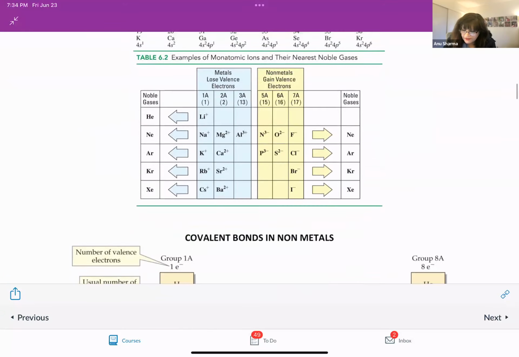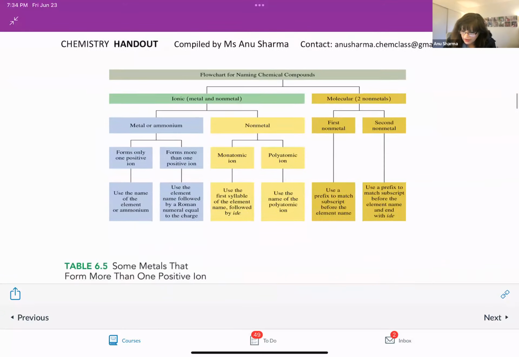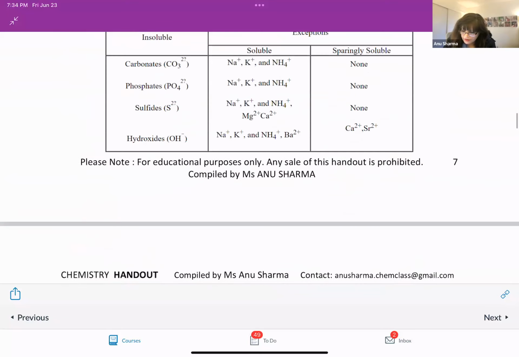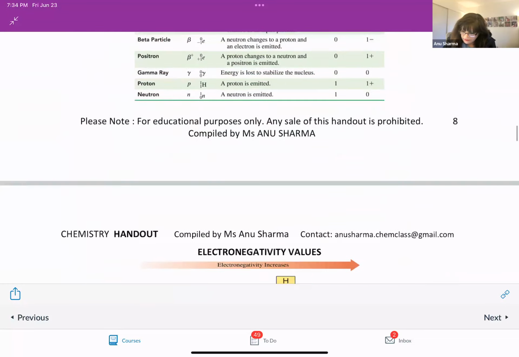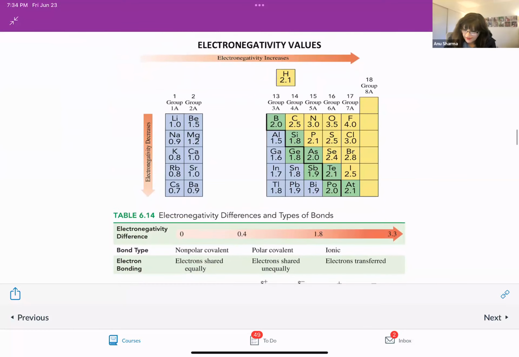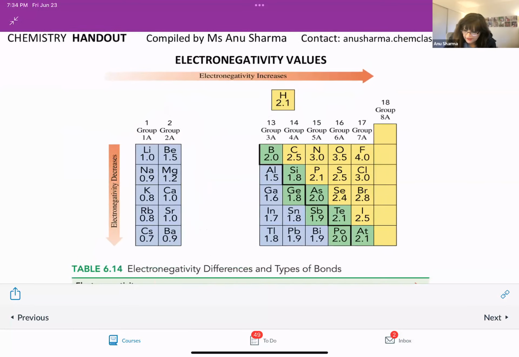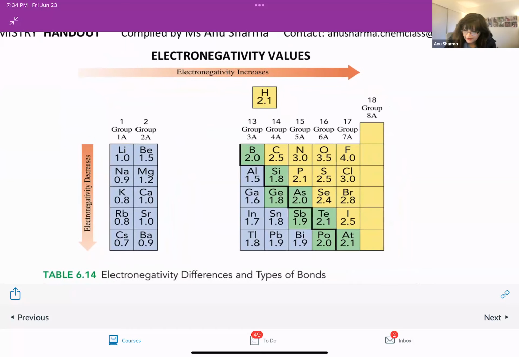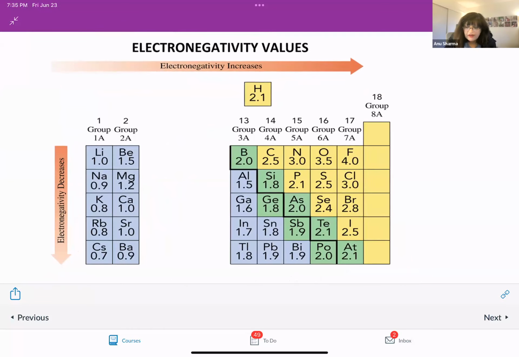Now, another thing is this page has the values. Here, this is another page where we see the values of electronegativity. We see that on the right-hand side are more electronegative, on the left-hand side are less electronegative. So what do we see here? That on the right-hand side are, of course, the non-metals, but you see fluorine.